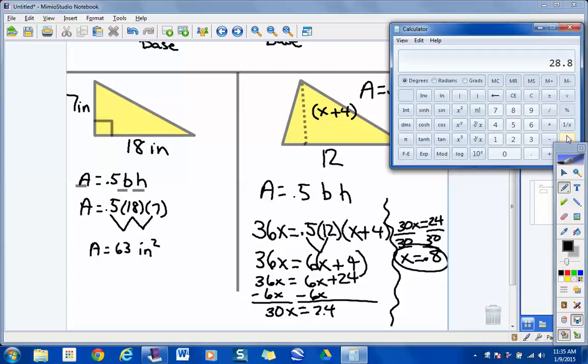Okay, again, figure out your shape, write your formula down, plug in what you know, find your unknown, substitute back in. We'll pick this up again on Monday.